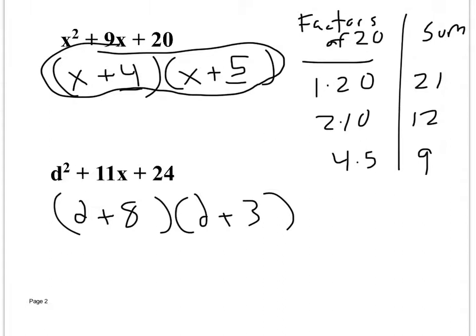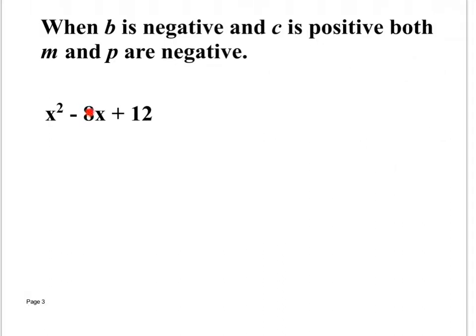When b is negative, when the number in front of x is negative, and c is positive, the number by itself is positive, that means both m and p are negative. So instead of x plus something and x plus something, you do x minus something times x minus something. And you have to think about it, because if you have two negatives, what do they multiply to give you? A positive. When you add them, what do they give you? A negative. So they're going to add to give you negative 8 and multiply to give you 12. What terms multiply to give me 12? 1 and 12. Do they add to give you negative 8? No. What about 2 and 6? Would that? Yes, it would.